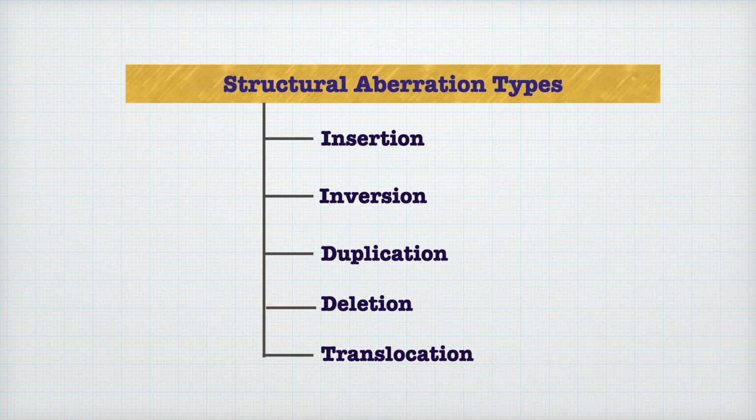Structural aberration types. Let us now talk about structural aberrations. In structural aberrations, the length of some individual chromosomes change. The total number of chromosomes stays at 46. Insertion, inversion, duplication, deletion, and translocation aberrations are further divisions of structural chromosomal aberration.